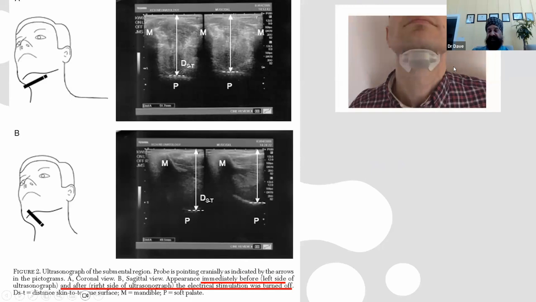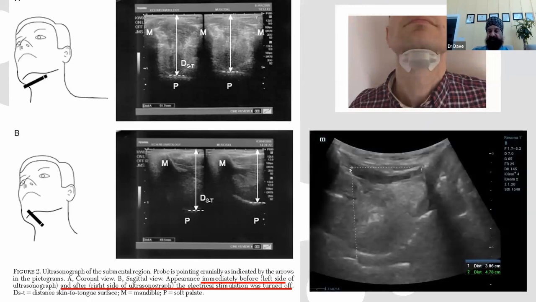So this is what the device kind of looks like. They wear it when they're sleeping, and it stimulates the genioglossus. I did a very similar study. This is what I'm working on here. We got a very similar change as caudal traction using this type of approach.